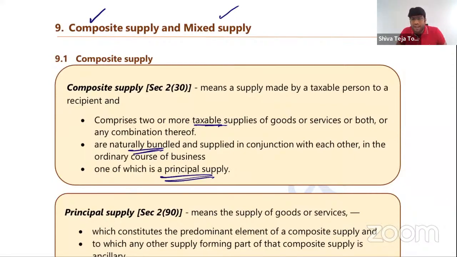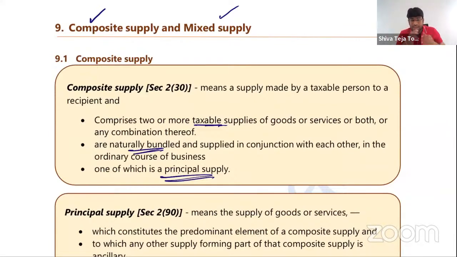And when I talk about mixed supply, what is mixed supply? Mixed supply is that supply which is not naturally bundled and it is not a composite supply. And mixed supply is taxable at the highest rate. But one important condition to be kept in mind, in order to call it a mixed supply, two or more supplies are given together for a single price.